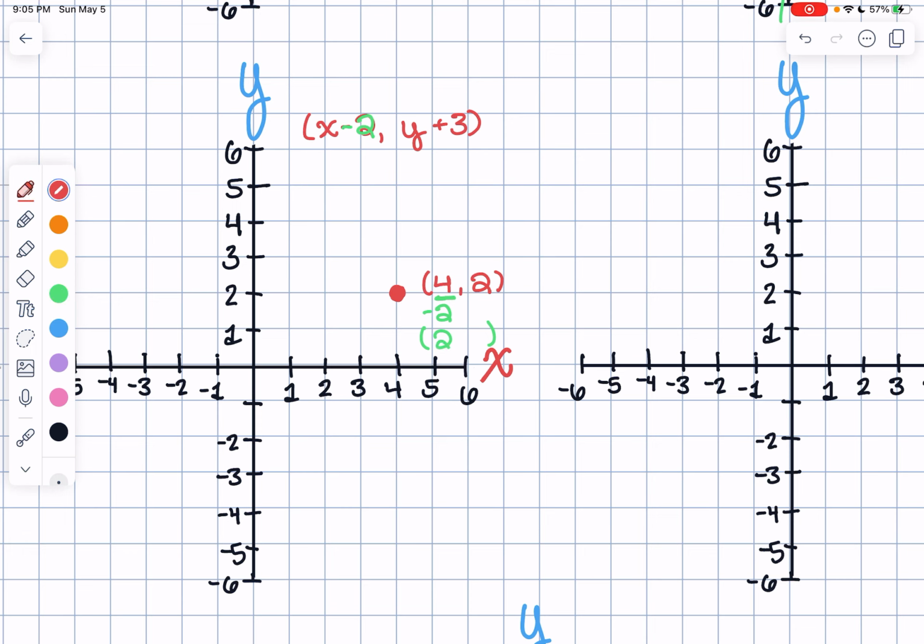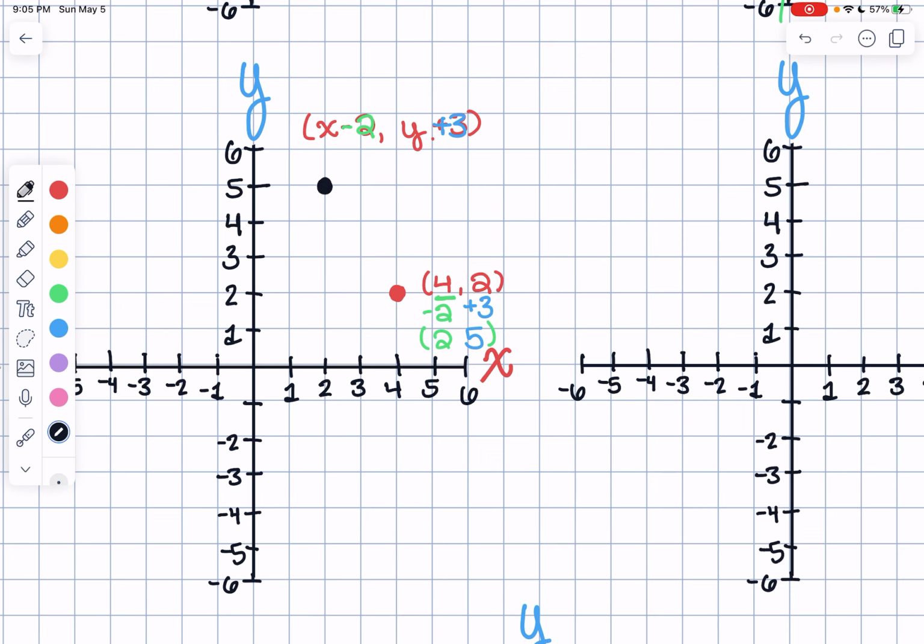Then I'm going to take my y, and we'll do it in a different color, and add 3 to it. So taking my 2 and adding 3, that tells me that my new y is 5. So let's graph this point, (2, 5). That brings me right here.